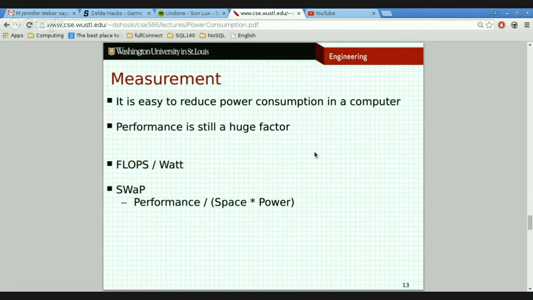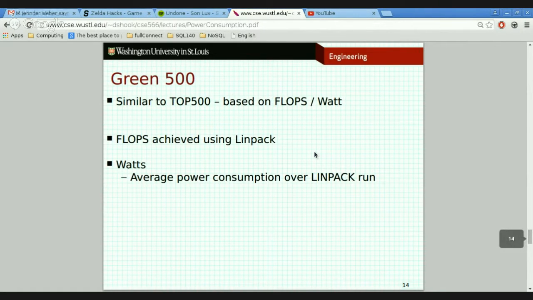But for our purposes, I want to talk to you about this flops per watt metric. There is a list that actually tracks flops per watt for various high-performing computers, and surprisingly, it's called the Green 500. So it's based off of Top 500. The difference is, instead of just caring about flops, they care about flops per watt.